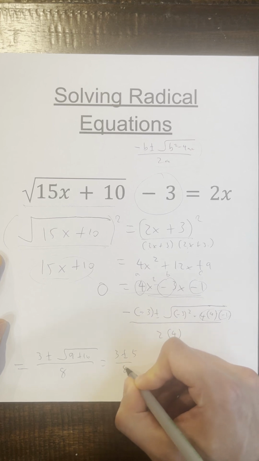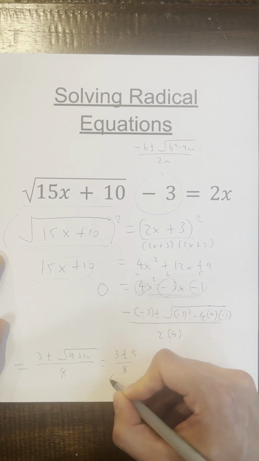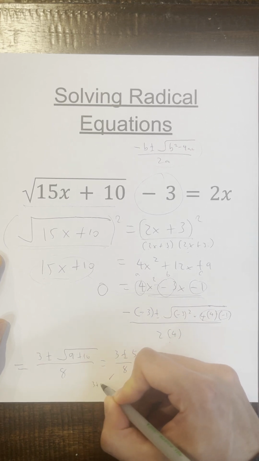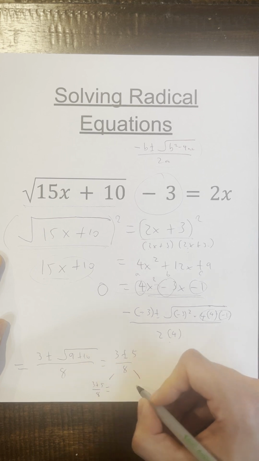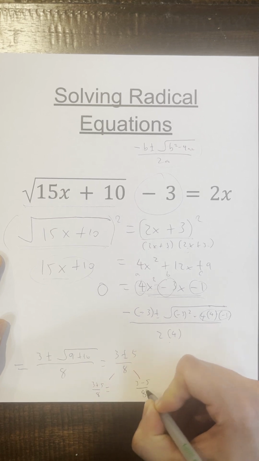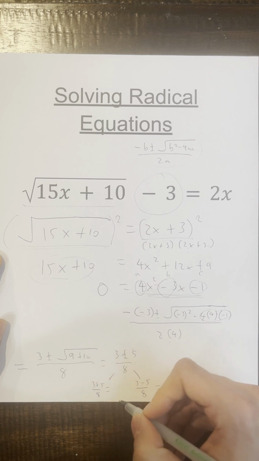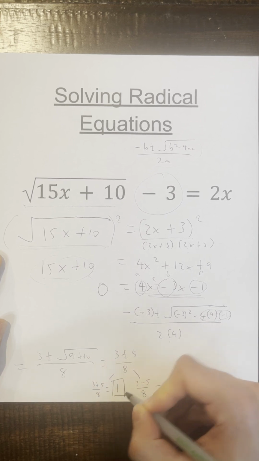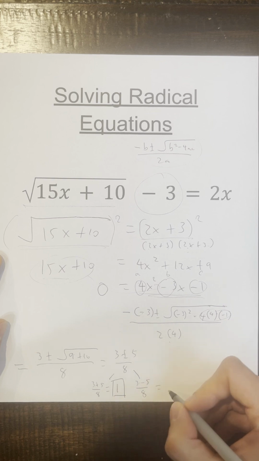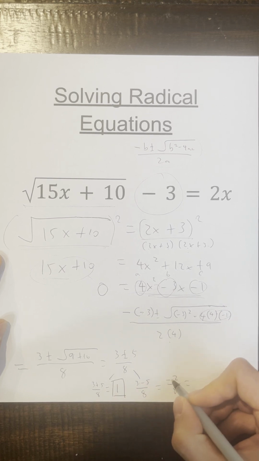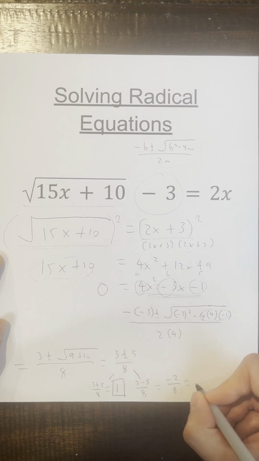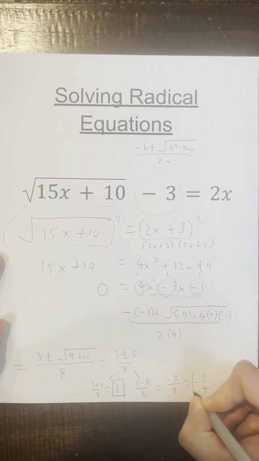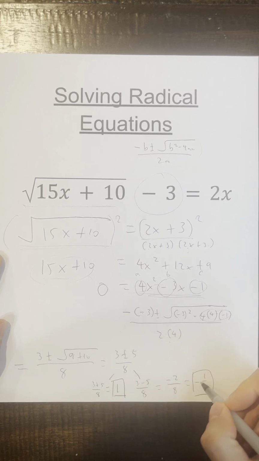5 over 8. So we're going to get 3 plus 5 over 8 and 3 minus 5 over 8. So 3 plus 5 is how much? 8 divided by 8 is 1. So this is one solution. And then 3 minus 5 is how much? Negative 2 divided by 8. What's negative 2 over 8 simplified? It's going to be negative 1 over 4. So these are your two answers.